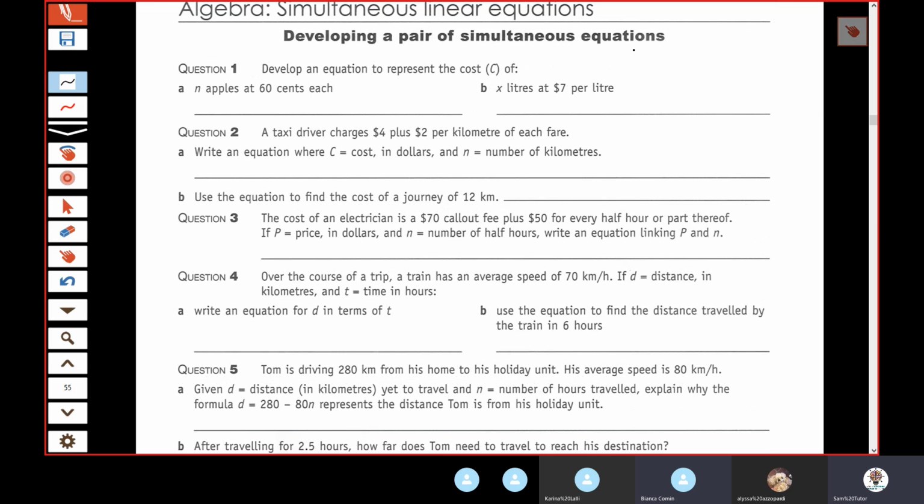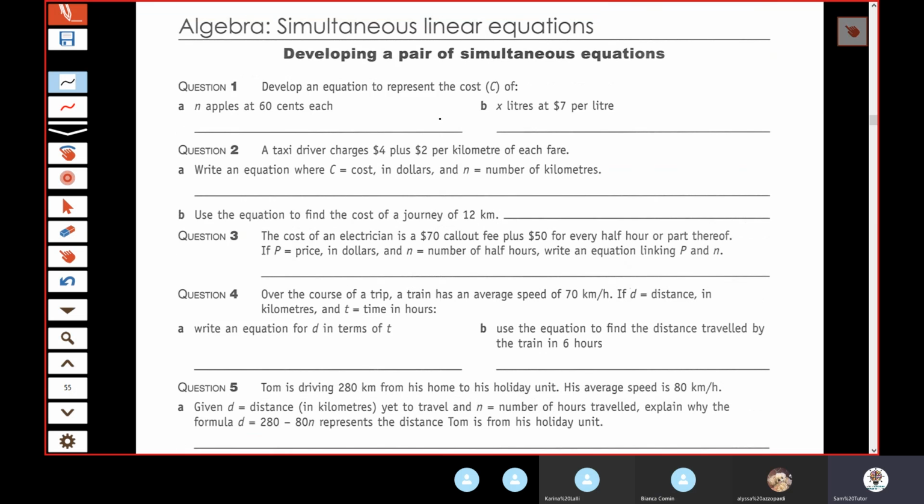Developing your actual simultaneous equations. Probably in this topic, I think this would be one of the worst completed sections, because it's just a lot of words that you've got to understand and put into equation form. So, develop an equation to represent the costs of n apples at 60 cents each. Well, that's very easy. You just write C equals 60 cents each times n.